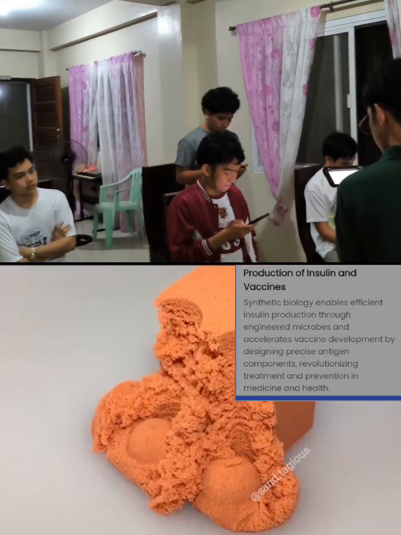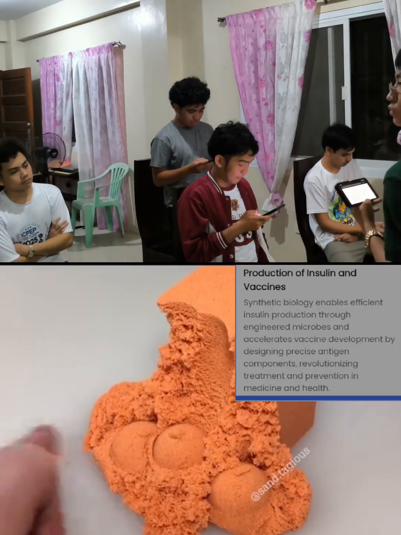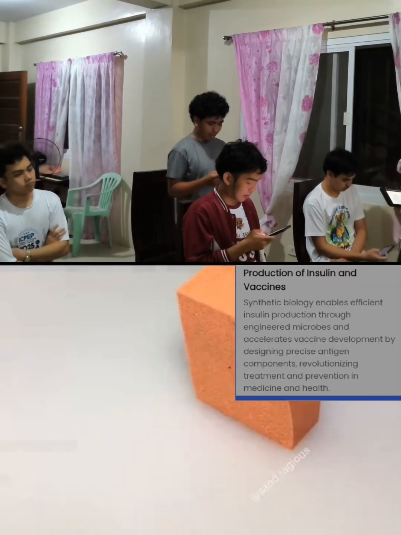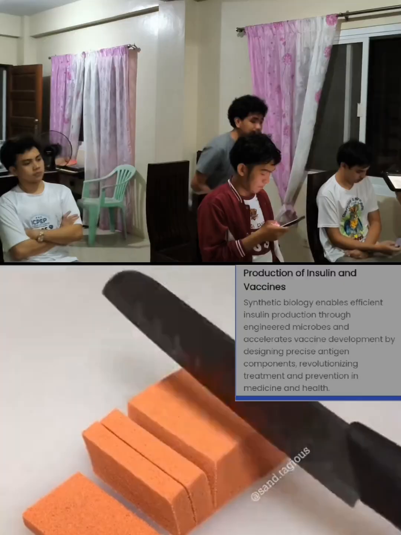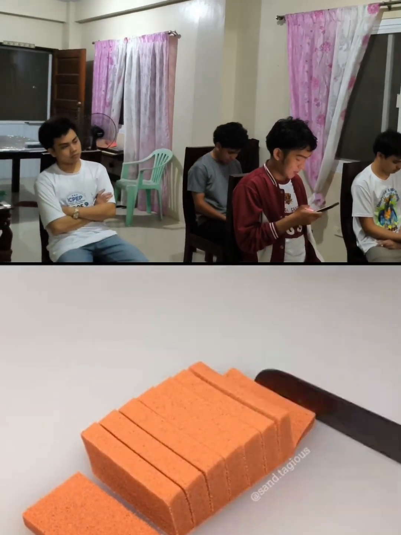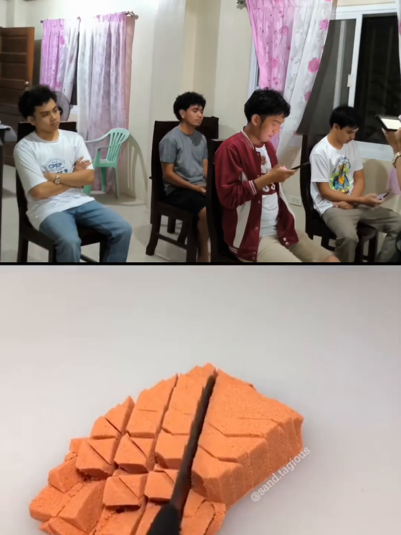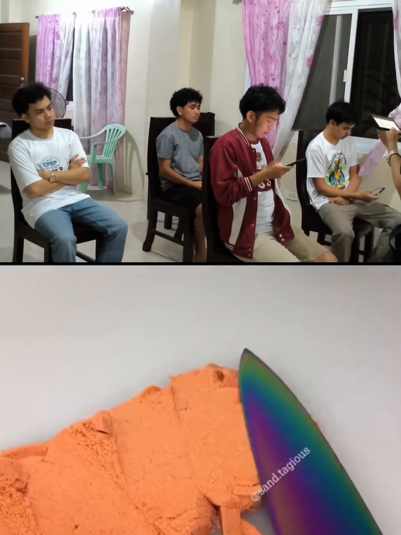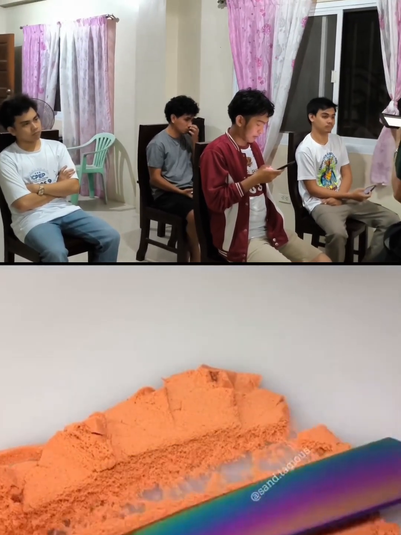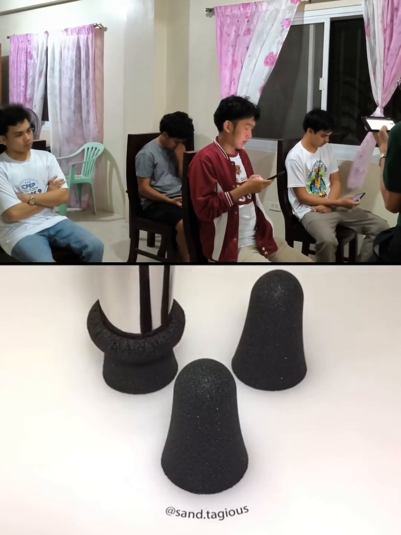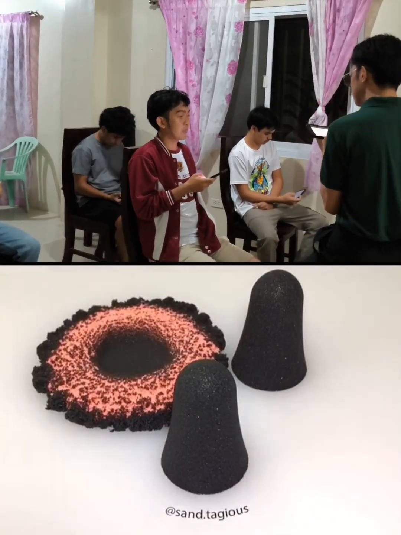Synthetic biology enables efficient insulin production through engineered microbes and accelerates vaccine development by designing precise antigen components. So insulin production is a classic example. Genetically engineered yeast or bacteria produce human insulin at scale. For vaccines, synthetic biology enables rapid design of antigens or mRNA constructs, speeding development during outbreaks. Next slide.